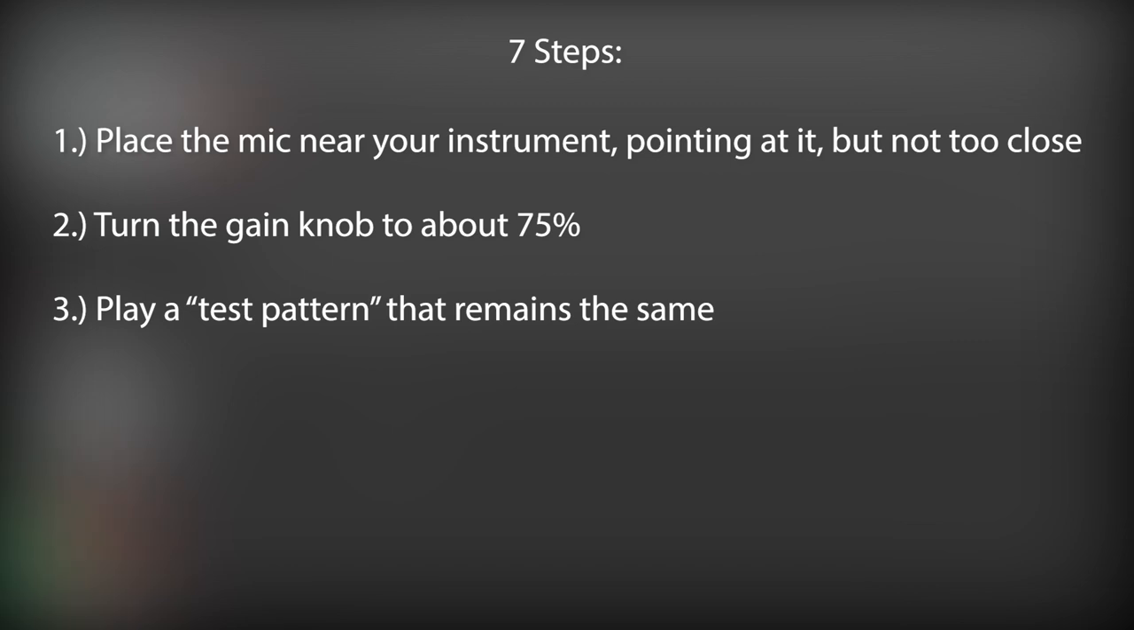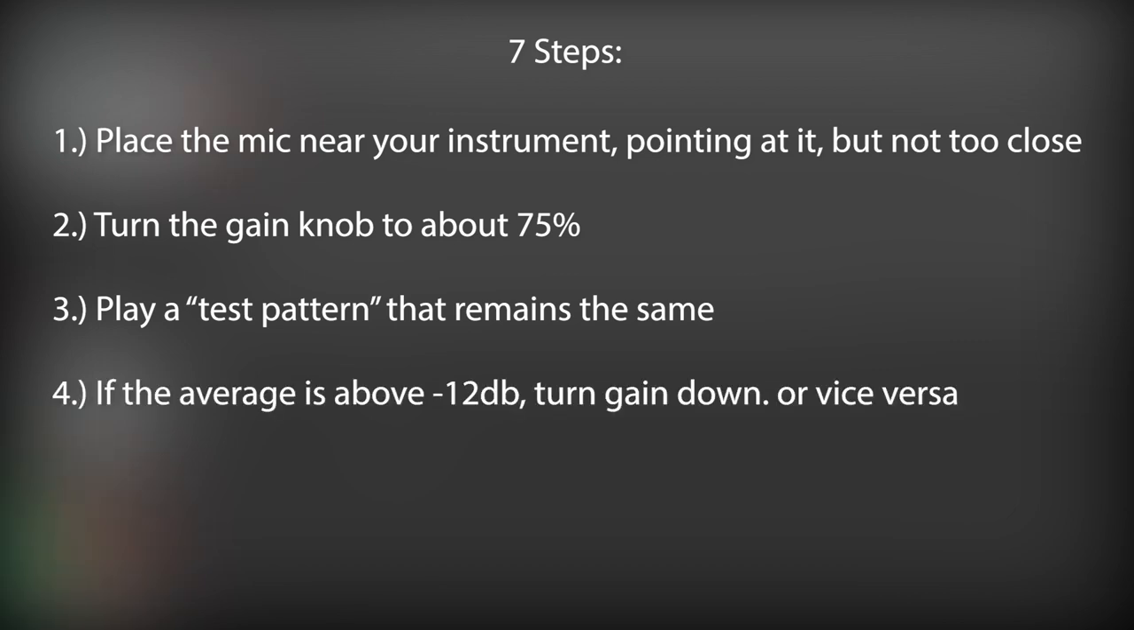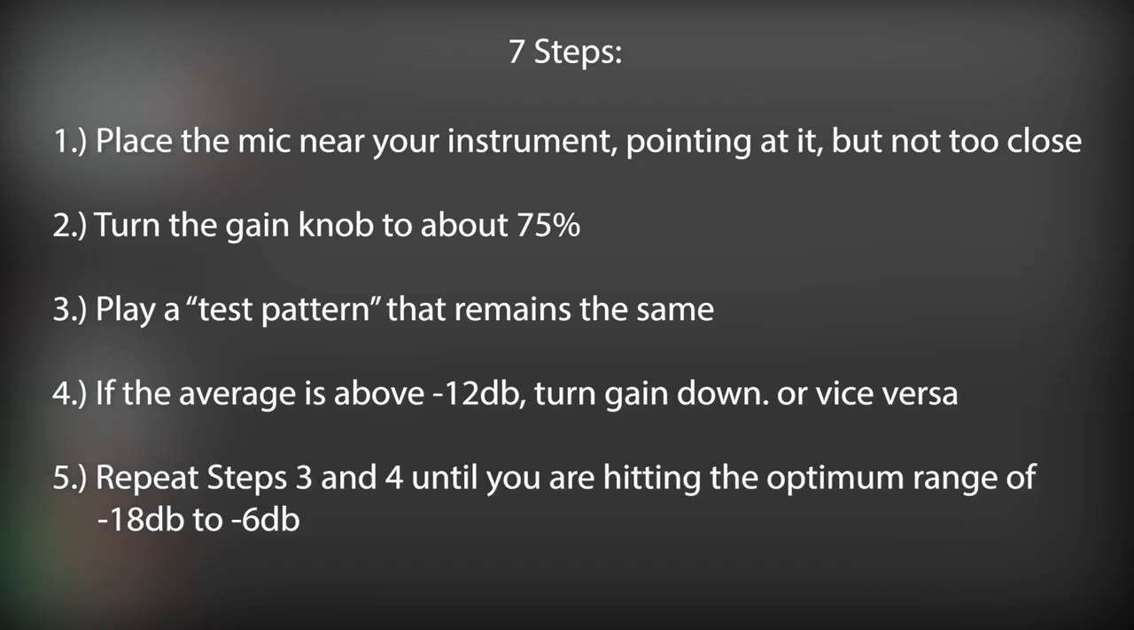Something loud, something soft, and watch the levels to make sure they stay in that optimum range as much as possible. If the level's going above negative 12 dB, turn the gain knob down. If it's below negative 12 dB, turn it up. And very, very small amounts will go a long way in this case. And then you'll repeat steps 3 and 4 until you're hitting the optimum range.